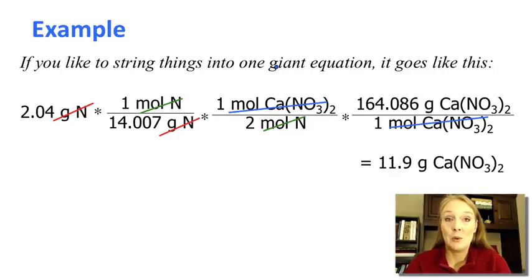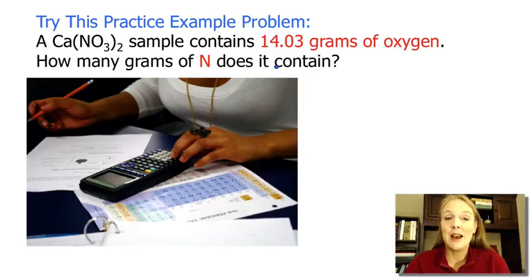Now it's your turn to try one. Again, make sure that you have your calculator and your periodic table handy so that you can answer this in-video question. This time our calcium nitrate sample contains 14.03 grams of oxygen. And I want to ask you, how many grams of nitrogen does it contain? So I've twisted the problem a little bit. I'm not asking about grams of calcium nitrate this time. I'm asking you to start with grams of oxygen and calculate how many grams of nitrogen there are. Go ahead and try this.